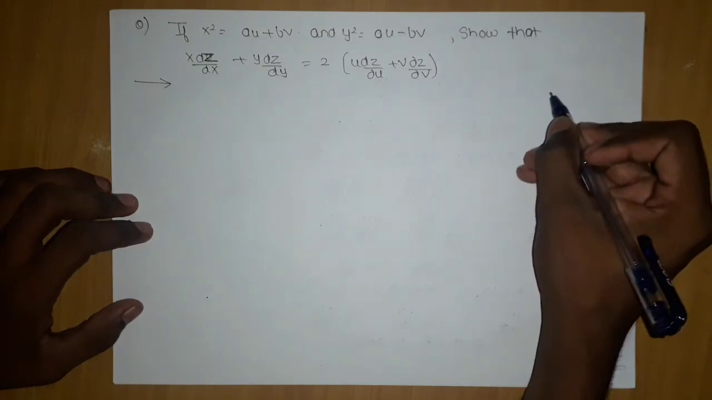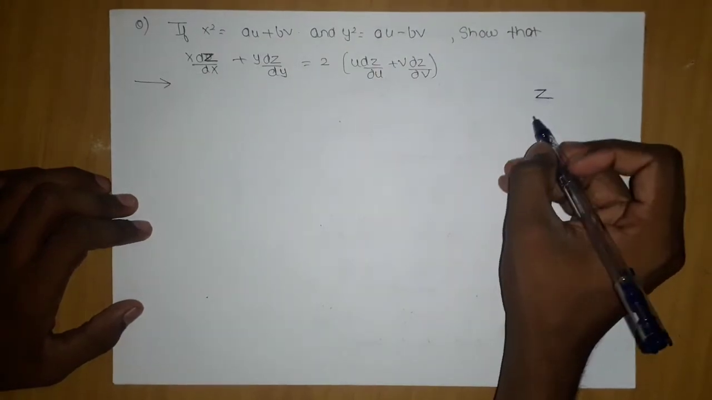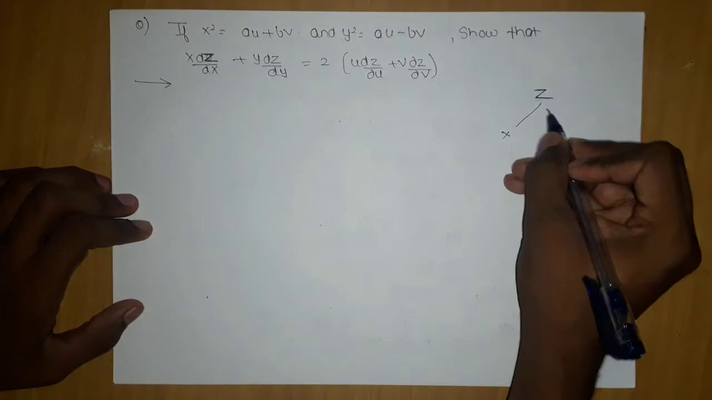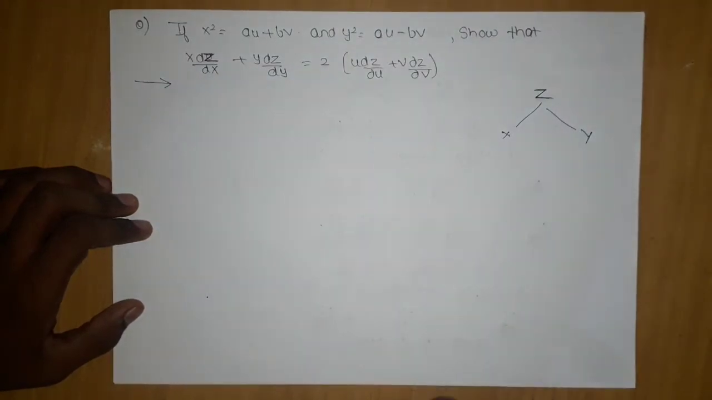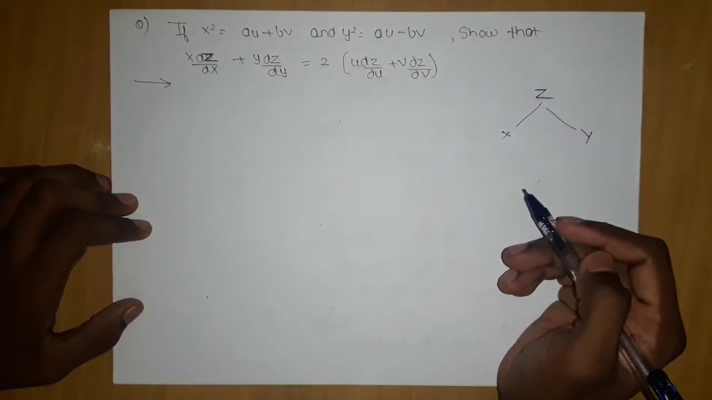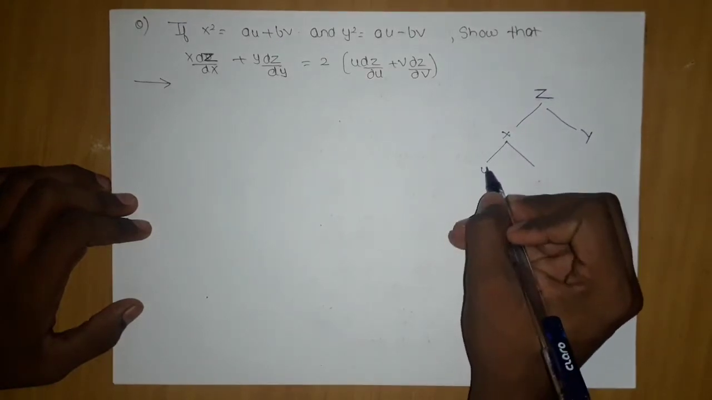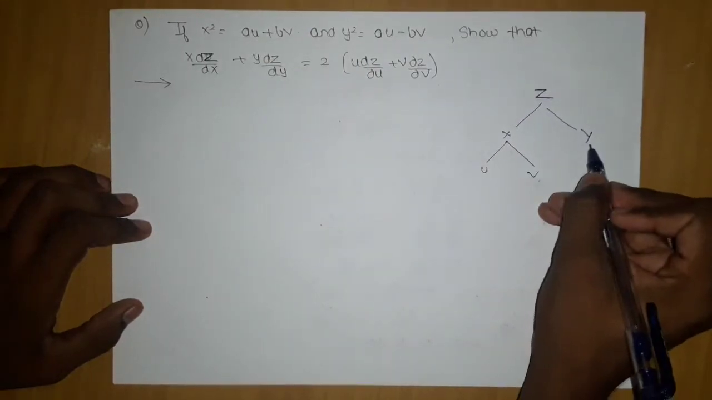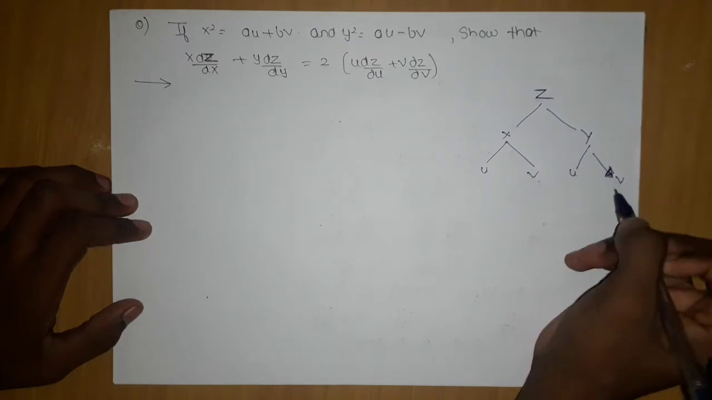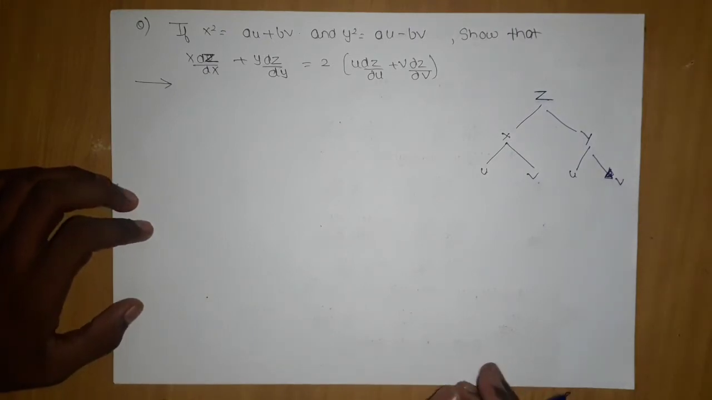First you have to identify the central function, which is z. What are the middle functions? The middle functions are x and y. Drawing the chart is very important in itself. If you are not able to draw this tree diagram, then your answer will go wrong. Here it splits into two things, u and v, as you can see. This also splits into u and v. After drawing this chart, the probability of getting the right answer increases.